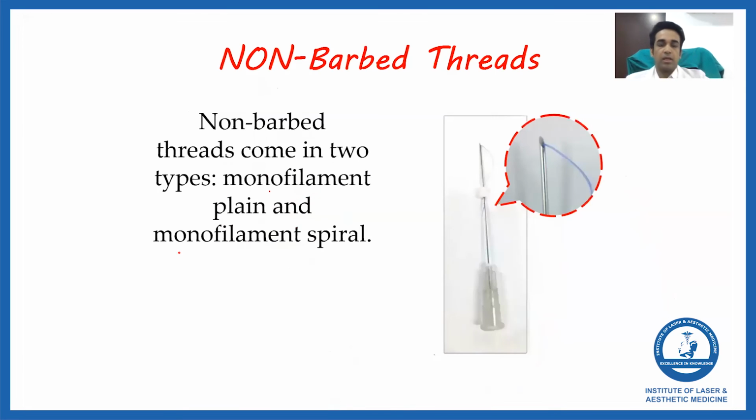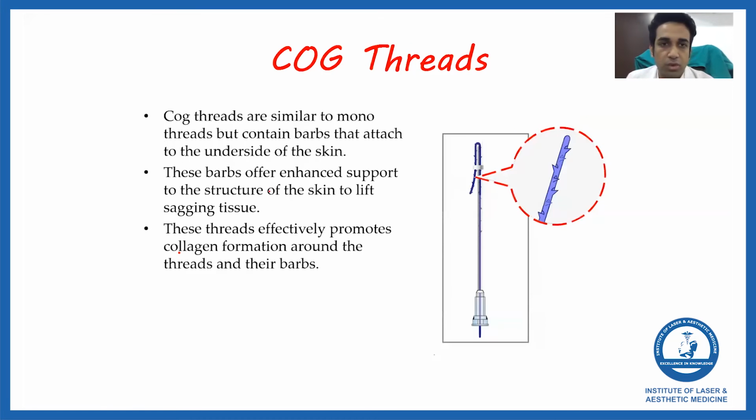Great. So again, coming on to the non-barbed threads, this is how a non-barbed thread looks like. It's a mono PDO thread, right? It's very thin, almost thinner than your hair. The function that I have told you is more or less for the creation of collagen, right?